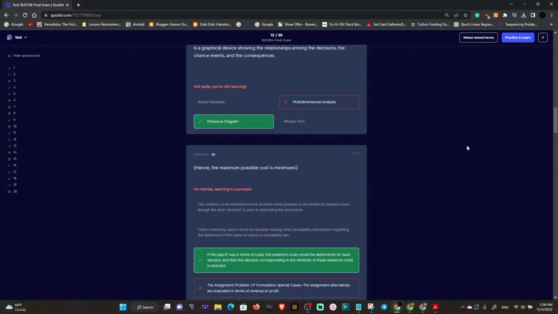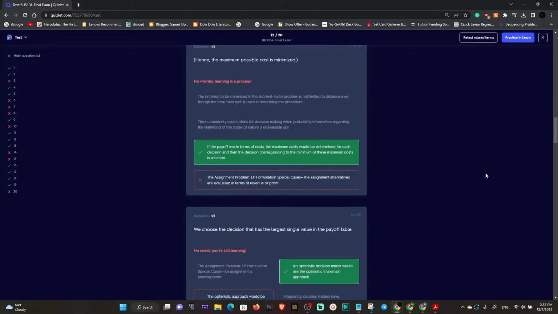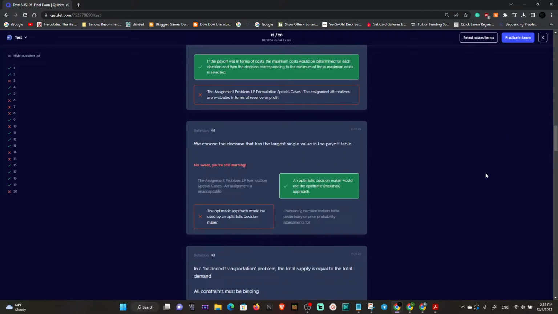So can I see that? Okay. Hence maximum is minimized. Maximum. Oh, okay. All right, I know. Let's check out the other ones. We chose payoff table. Optimistic would use. No, would use optimistic. Okay.